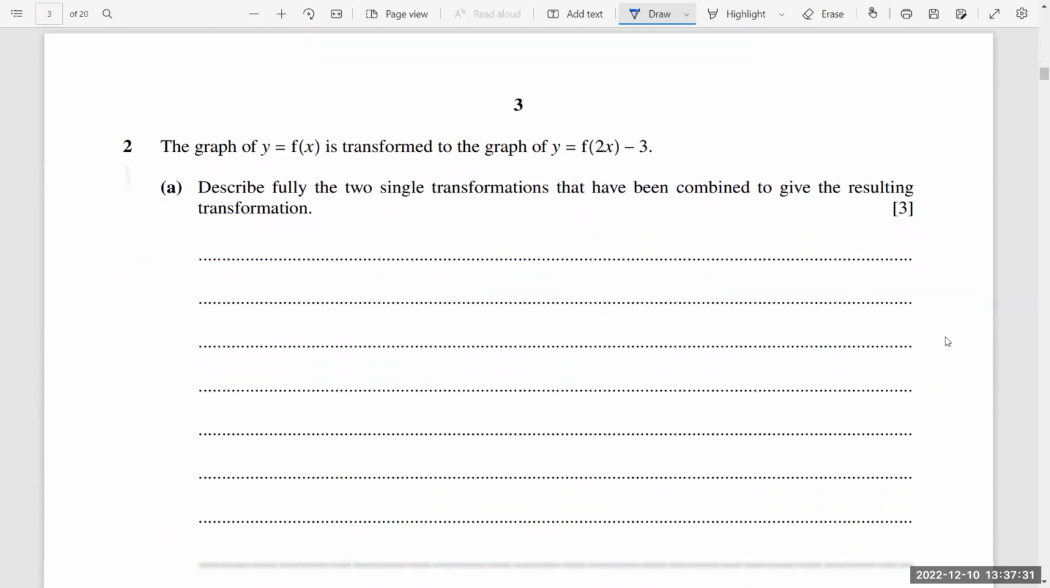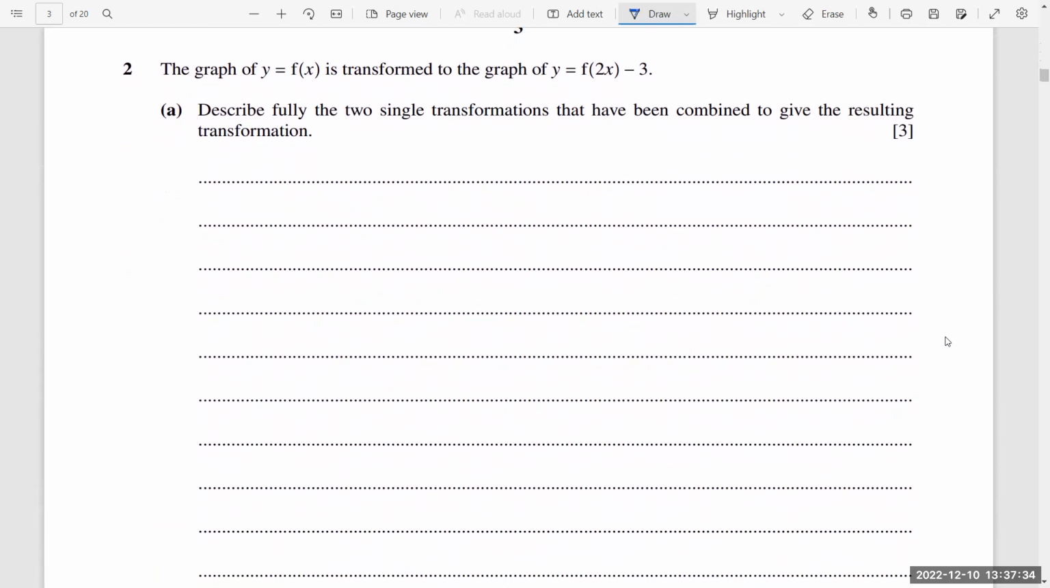Next question. The graph of y equals f of x is transformed to the graph of f of 2x minus 3. Describe fully the two single transformations that have been combined to get the resulting function. When the x is multiplied by 2, this is really a stretch in the x direction with scale factor of half.